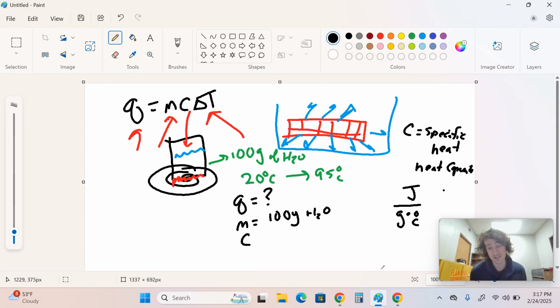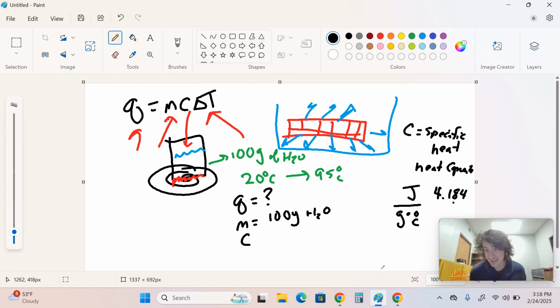For water, it's very specific, I suppose. 4.184. That would be for liquid water. So if you want to heat 1 gram of liquid water 1 degree Celsius, guess how many joules you need? 4.184. If I had 2 grams of water, I would double this. If I'm heating 1 gram of water 10 degrees, it would be 10 times this, and so on and so forth.